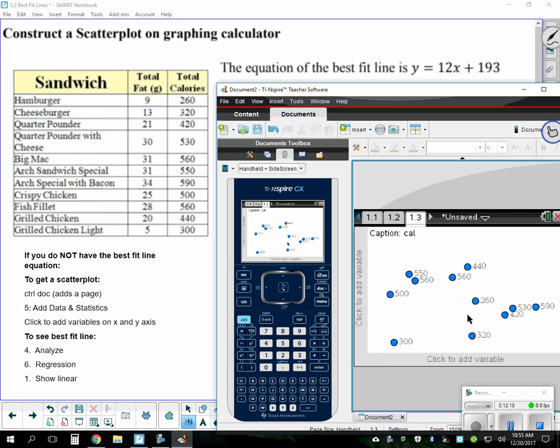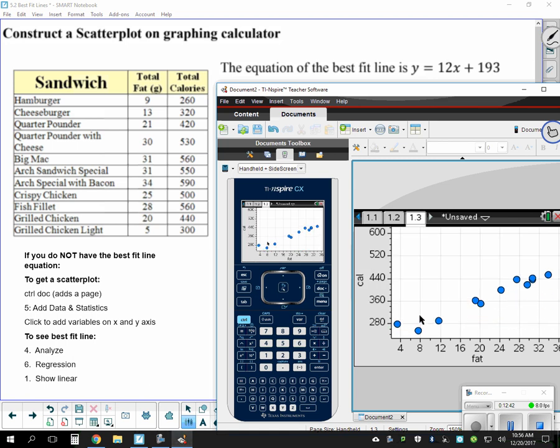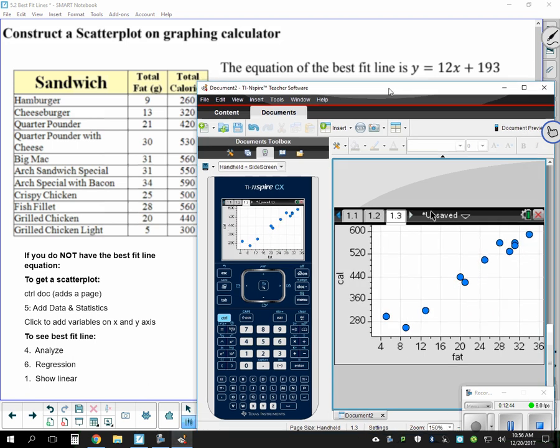This looks like a scatter plot, but it's not. It's just the data is randomly put there. So we need to tell it where we want everything. So we're going to click to add variable, and we know our X variable is fat. So select fat. It moves it, but it still doesn't know what the y-axis is, so we need to tell it that as well. Click to add variable there. Our y-axis is calories. Click that, and now you have your scatter plot.